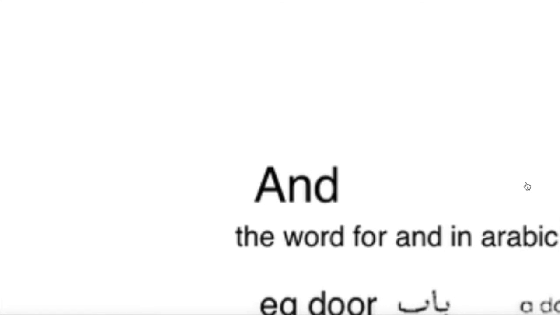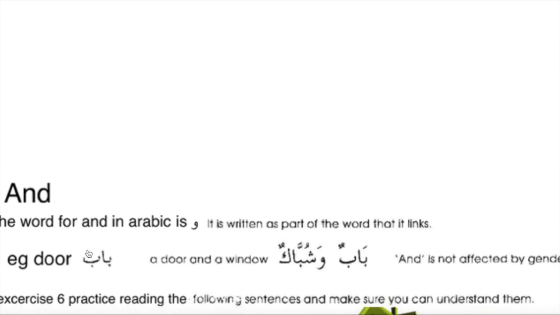So inshallah today we're going to learn about "and". We use "and" when we have to join two parts of a sentence. The word "and" in Arabic is wa, with the fatha. For example, babun means a door, and shubbakun means a window. If you want to say door and a window, you say babun wa shubbakun. This wa becomes part of the word which is being connected. So you join them together. Remember that.